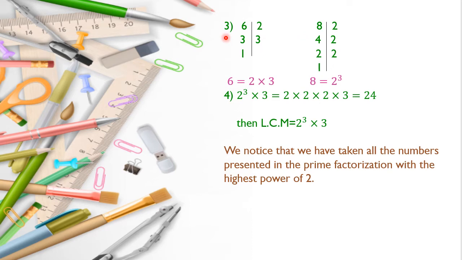We will start first with the prime factorization of 6 and 8. So 6 divided by 2 is 3. 3 is prime, so you divide it by itself. So 3 divided by 3 is 1. Then 6 is equal to 2 times 3. 8 divided by 2 is 4. By 2 it's 2. And by 2 it's 1. So 8 is equal to 2 times 2 times 2, which is 2 cube.